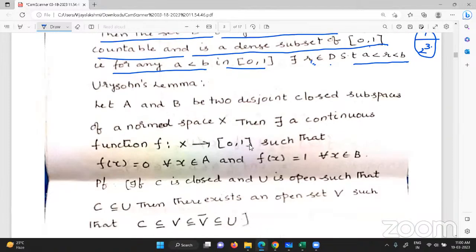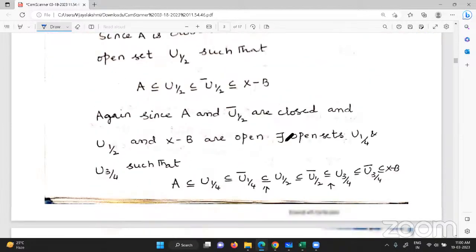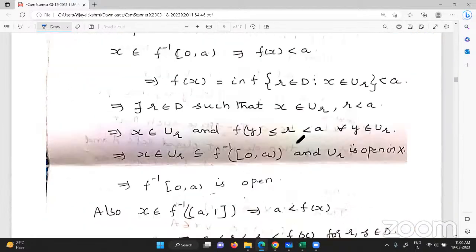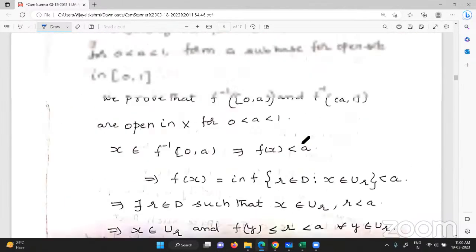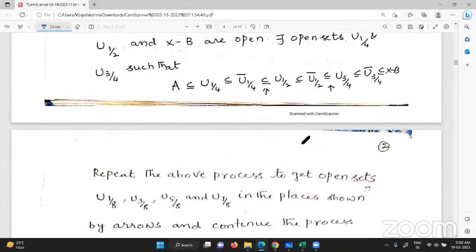So now look at Urysohn's lemma. See, students, Urysohn's lemma, by writing and explaining, it takes so much time. That's why I prepared notes. The total proof is 4 to 5 pages.